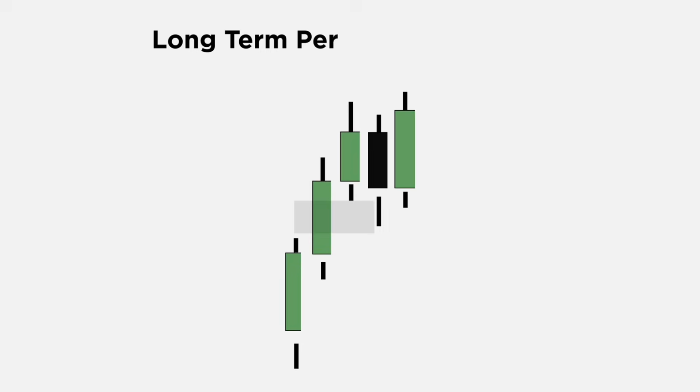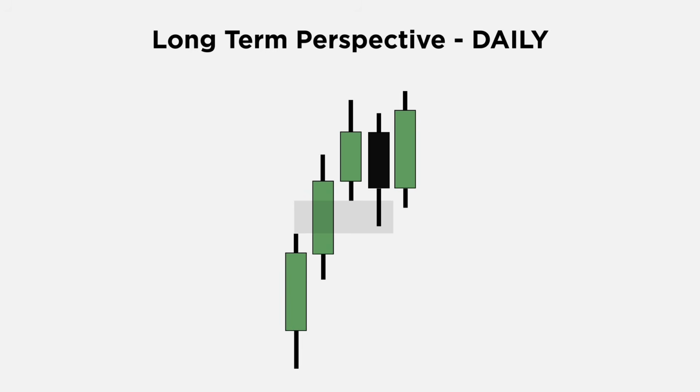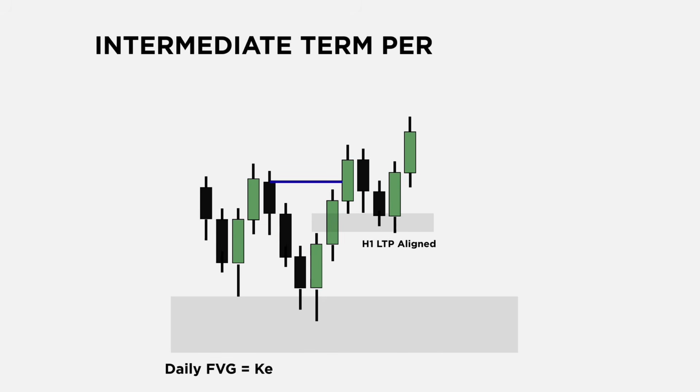We got the long-term perspective as the daily time frame. Okay, so we will look for the daily FEG, internal to external and external to internal. Okay, and we switch to the H1 time frame, which is the intermediate term perspective, and we look for the change in the state of delivery and H1 LTP aligned ITP key level.